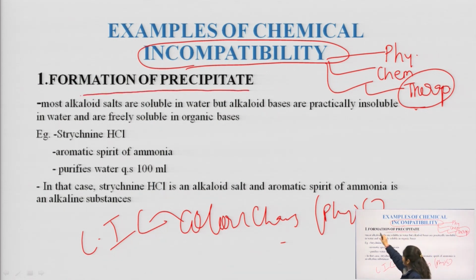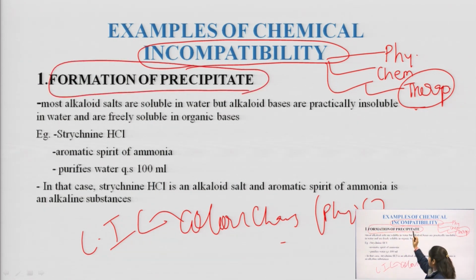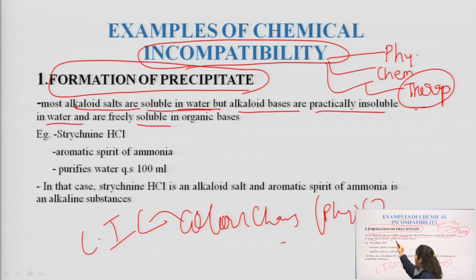First is formation of precipitate. Formation of precipitate occurs when there is certain improper chemical reaction between the two substances that are mixed together. So, let us understand, most alkaloidal salts are soluble in water, but alkaloidal bases are completely or practically insoluble in water and are freely soluble in organic bases. So, this is a statement that has been given here to understand the example that is being mentioned below.